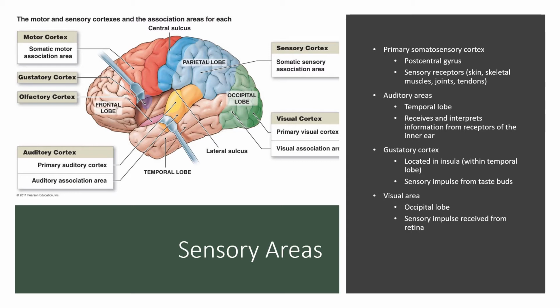The gustatory cortex is located in the insula within the temporal lobe, and it's this gustatory cortex that's receiving information from your taste buds. The visual area is also a sensory area. This is located in the occipital lobe, and this is of course receiving information from the retina of your eye.